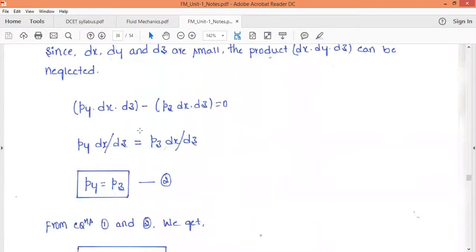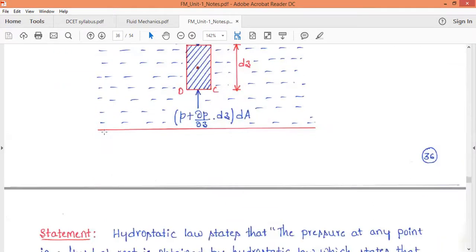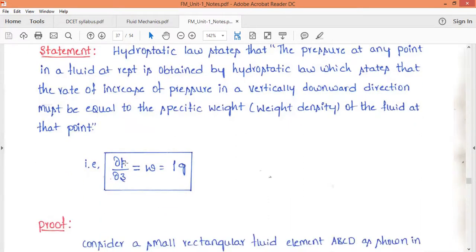Let us discuss another law, that is hydrostatic law, which tells us how the pressure varies with the depth, or how the pressure changes as we move deeper and deeper in the downward direction in a static fluid. It states that the rate of increase of pressure in the vertically downward direction must be equal to specific weight, or the product of mass density and acceleration due to gravity, that is rho g. The mathematical expression is del p by del z, the rate of increase of pressure in the vertically downward direction z, is equal to rho into g.